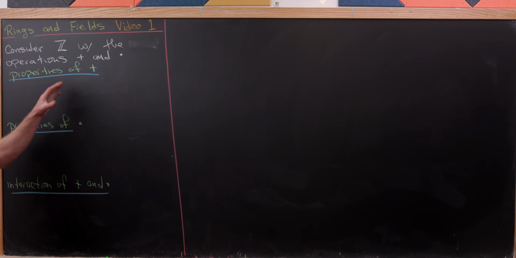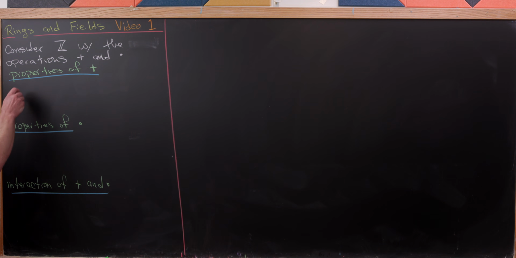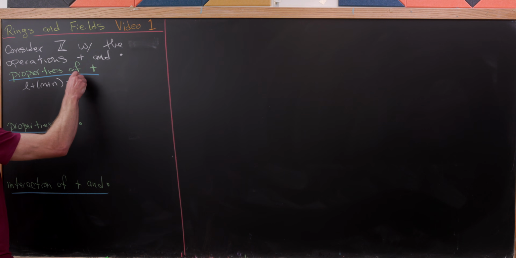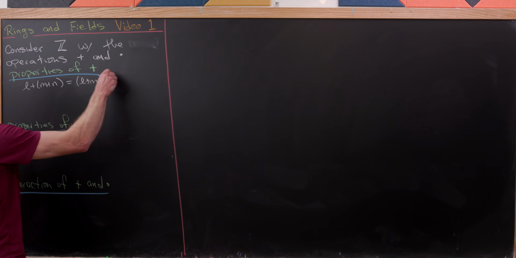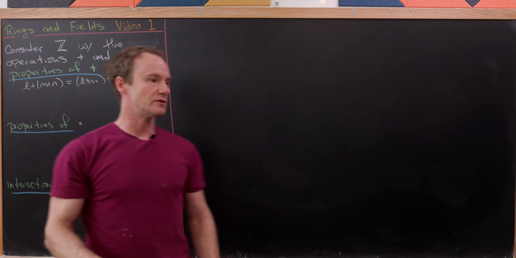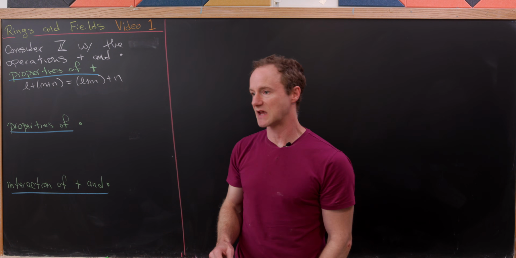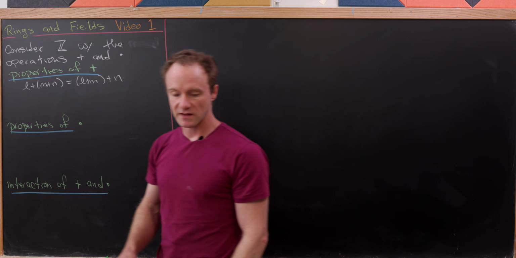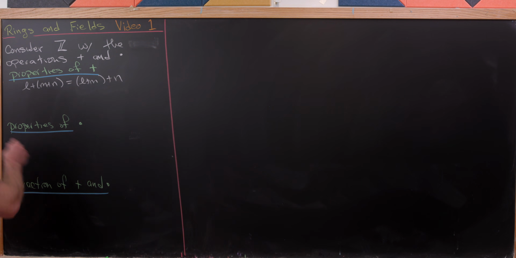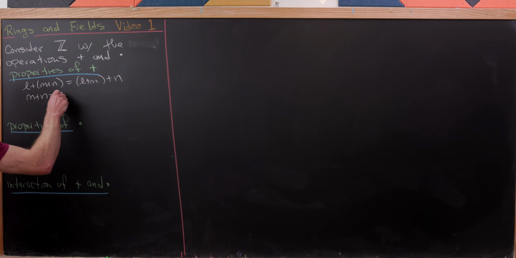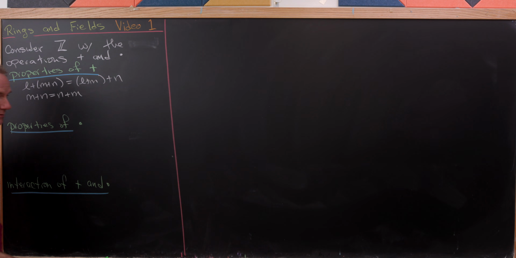First of all, we know that addition is associative. In other words, we know that (L + M) + N is equal to L + (M + N). So we can do any sort of grouping we want with addition and we get the same result. And then we also know that addition is commutative. In other words, M + N is equal to N + M.